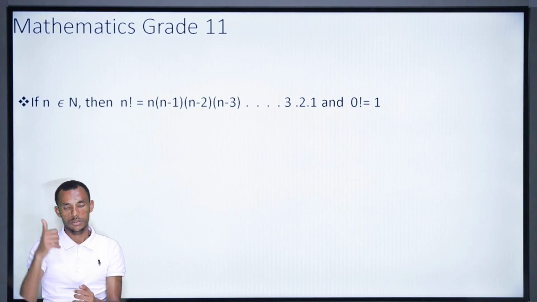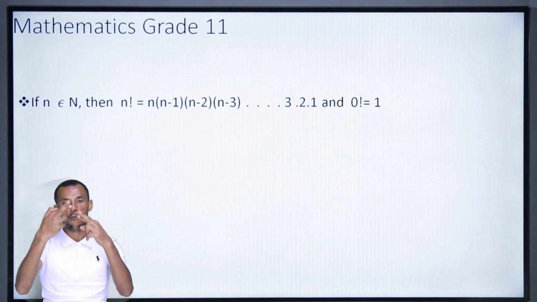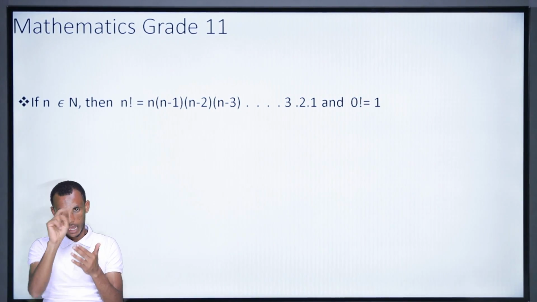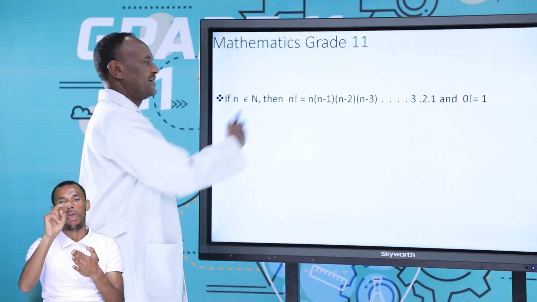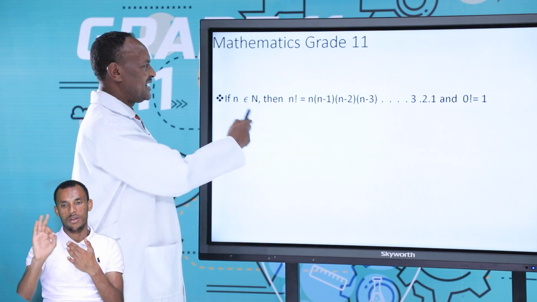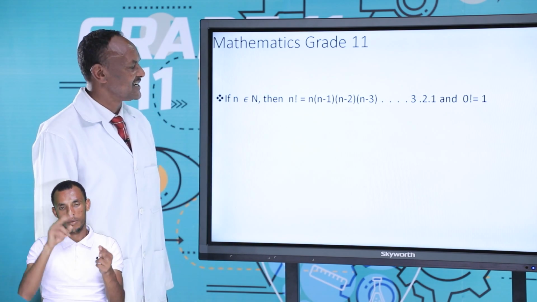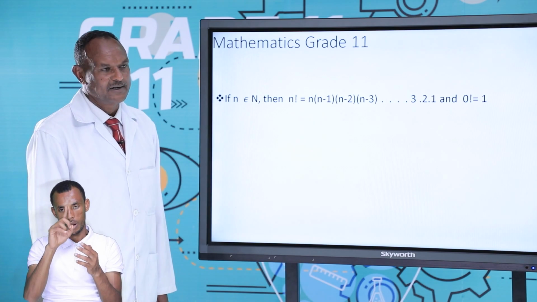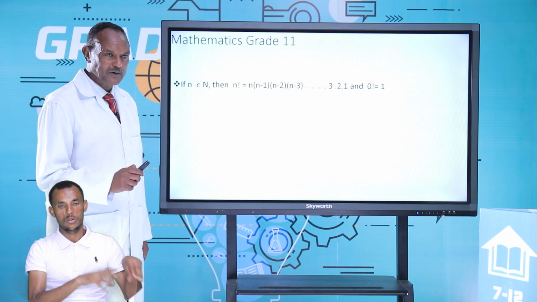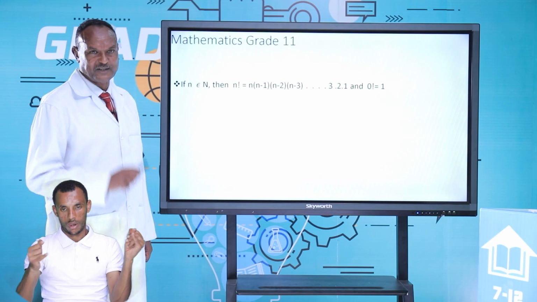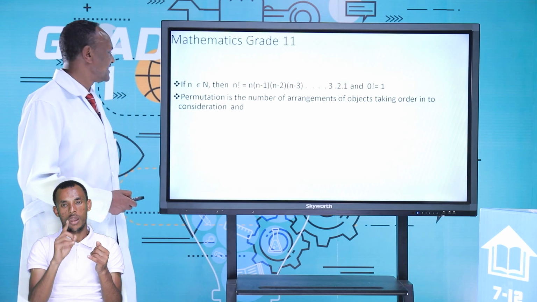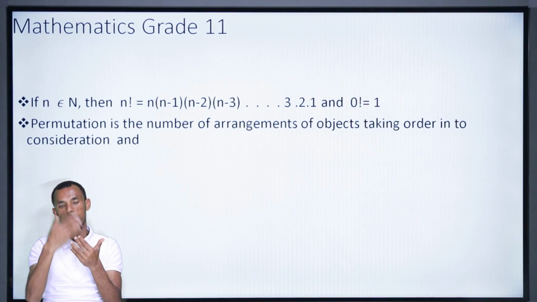The other, we have to discuss factorials. What is a factorial? We define that if n is an element of the natural numbers, then n factorial means the product of the first n natural numbers: n times n minus 1, times n minus 2, times n minus 3, up to 1. And 0 factorial is 1. Remember, students, 0 and 0 factorial are different numbers. 0 factorial is equal to 1. It will help us when we are discussing simplification of factorials.